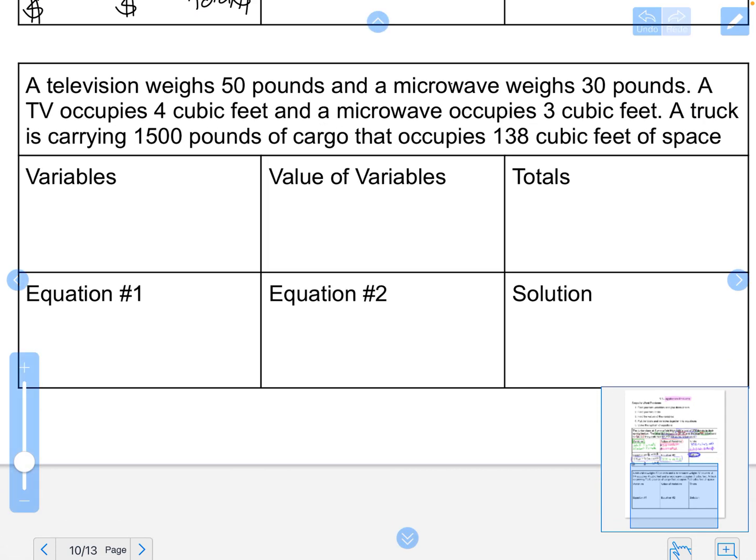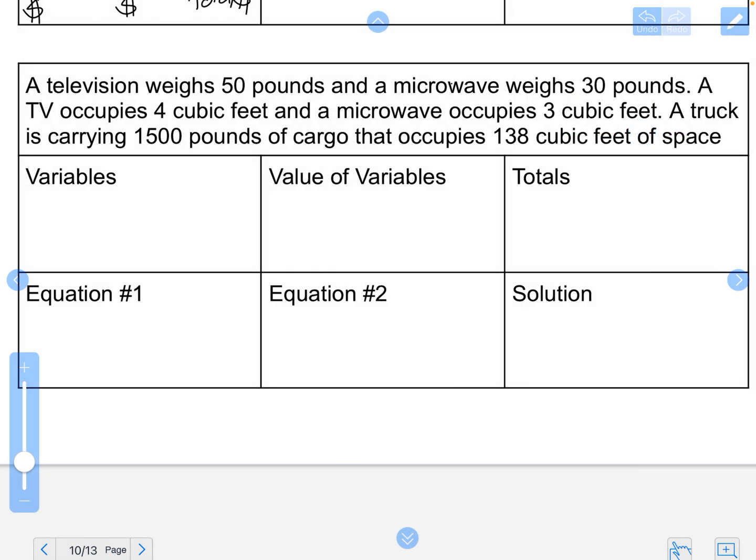All right. So today, let's look at our next one. A television weighs 50 pounds and a microwave weighs 30 pounds. A TV occupies 4 cubic feet and a microwave occupies 3 cubic feet. A truck is carrying 1,500 pounds of cargo that occupies 138 cubic feet of space.